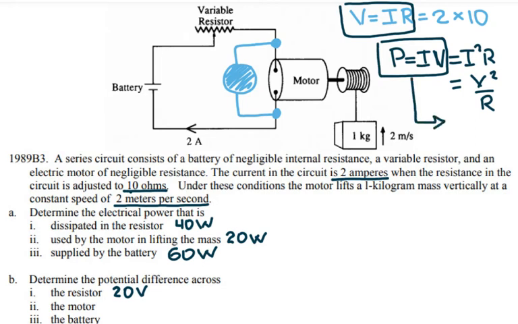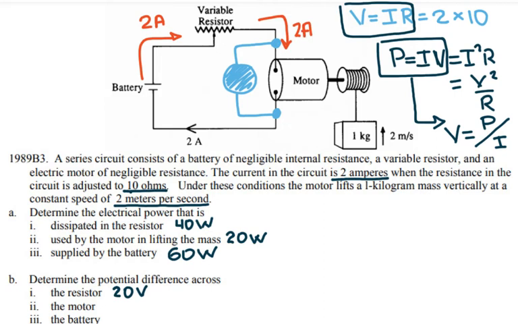I know how much power is used by the motor, so I can calculate the voltage as the power over the current. Because they are connected in series, they have the same current flowing through them. So this current is 2 amps through the battery, through the resistor, and through the motor.